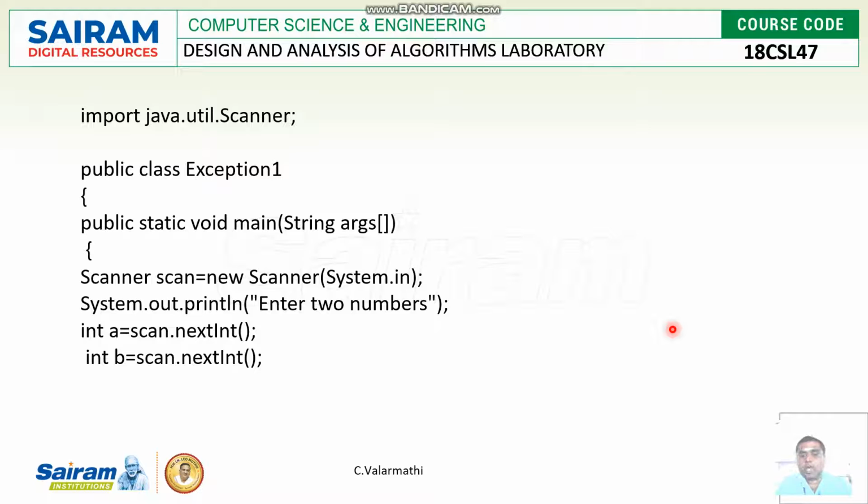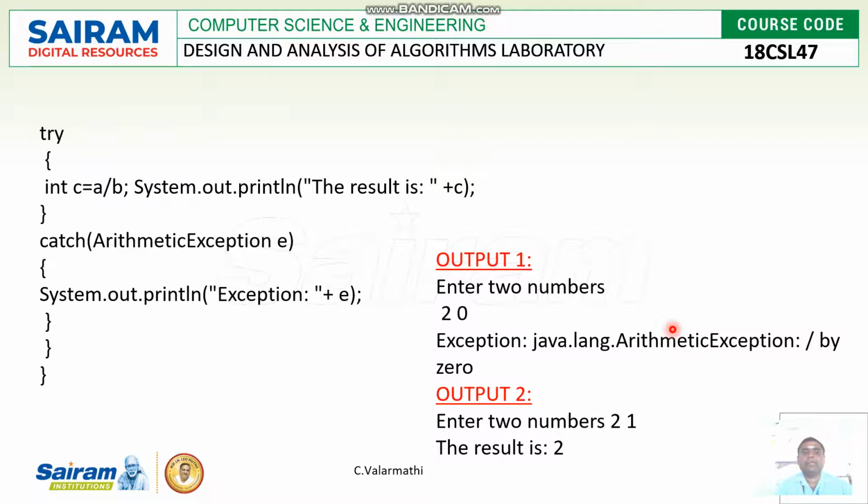So for that, System.out.println, enter two numbers. So I am assigning two different values, one for A, another one for B. For receiving the A value from the user, I am using the scanner utility scan.nextInt. For receiving the B value from the user, I am using int B equal to scan.nextInt. So scan.nextInt means it will scan the input from the user and assign the value to the A variable. Then the next line is used to scan the input value from the user and assign it to the B variable.